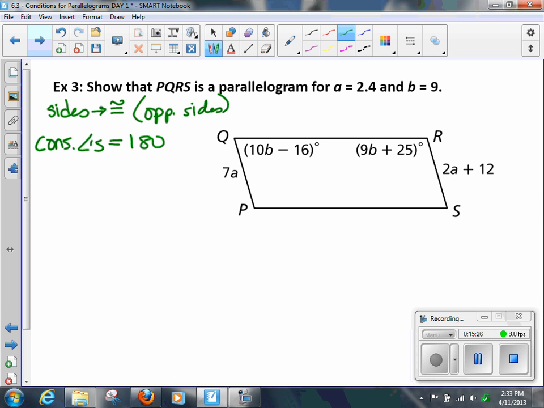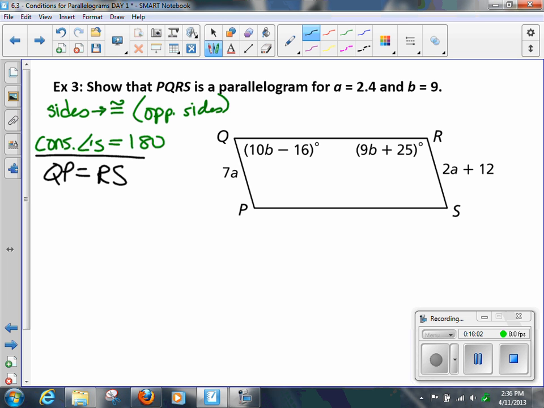Verify if A is 2.4 and B is 9. And you can do it the way you did it yesterday, or you can do it the way we've done it today. Either way, it's going to be right. Okay? Do that now. What did you set up first? First thing we wrote down was about the opposite sides. And what do you know about the opposite sides? They are congruent. So I'm going to say QP is equal to RS. Do you guys buy that?